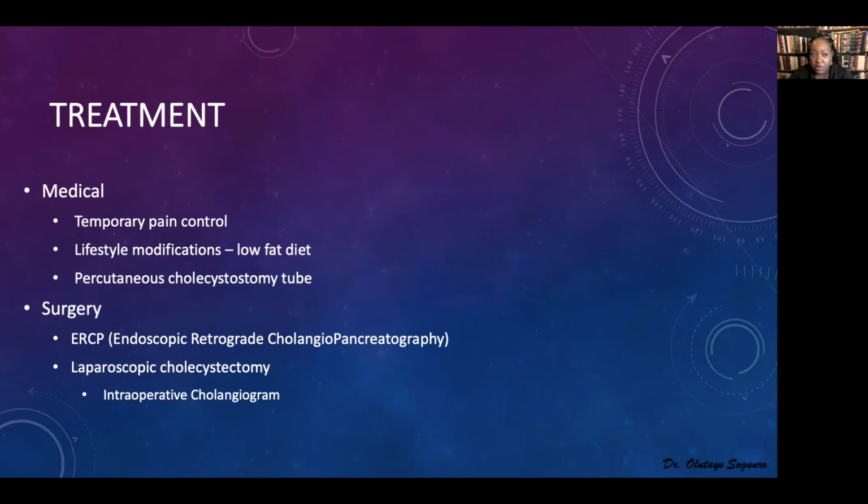A laparoscopic cholecystectomy is the gold standard for treatment. It can also be robotically done, which is also very well accepted, and they're both minimally invasive approaches. If there are any concerns of aberrant biliary anatomy or concern for common bile duct stones while the patient is in the operating room, a surgeon can perform an intraoperative cholangiogram.